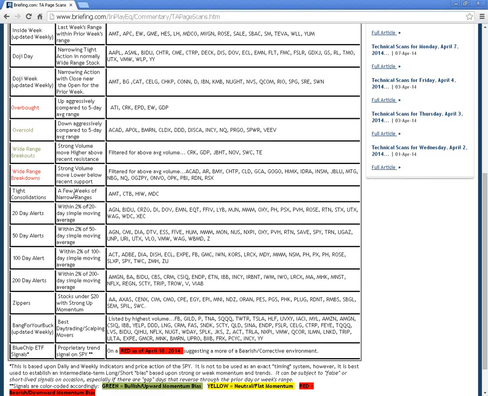Tight consolidations. This is basically a few weeks of narrow ranges. This again came from a subscriber who wanted to focus on just stocks that weren't moving, that are in some sort of range for multiple weeks or even months. I could show a few examples here. I do have some charts up. So right now you can see AMT and CTB.